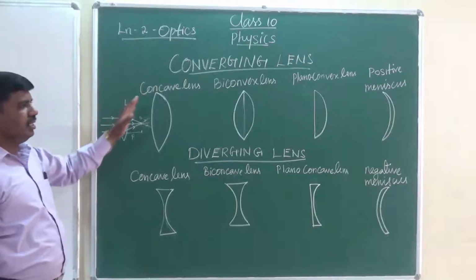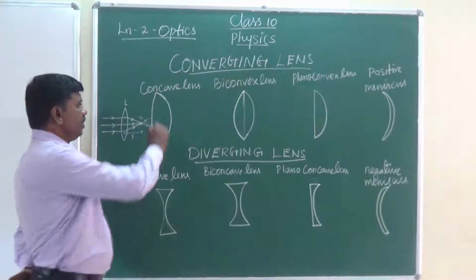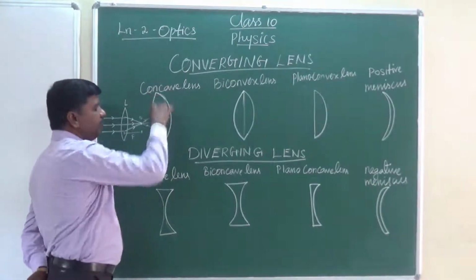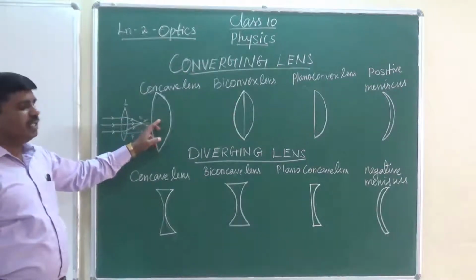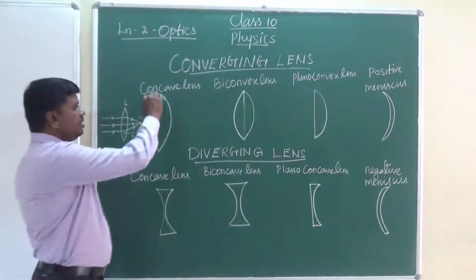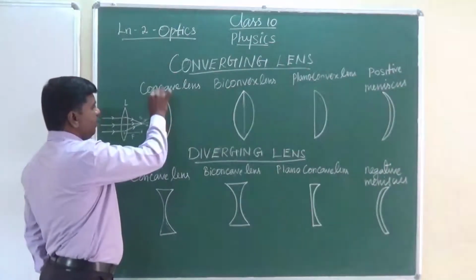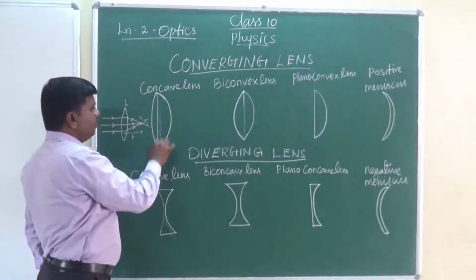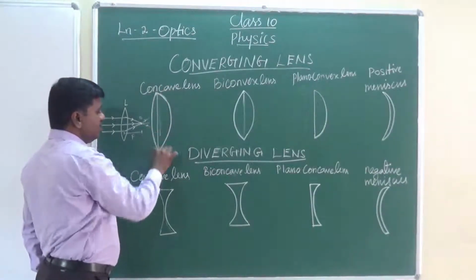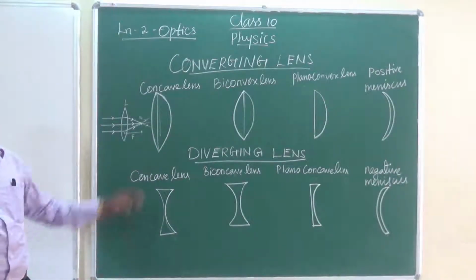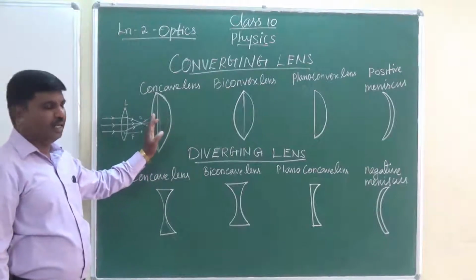So in this converging type of lens, the first one is the concave lens. See, it is one type of concave lens. See the shape of this concave lens. If you draw a central line, one side is more bulged and the other side is less bulged. One side is thicker than the other side.